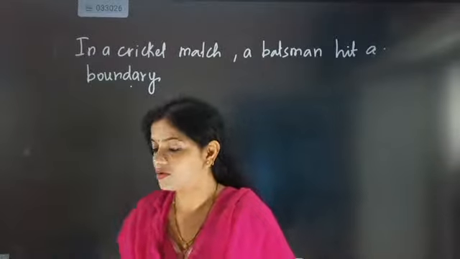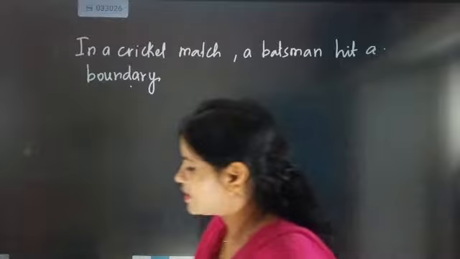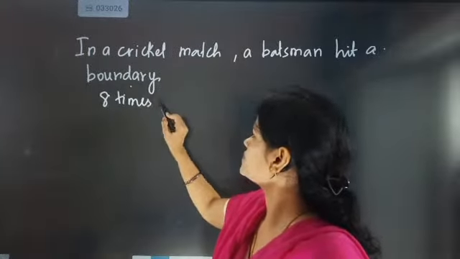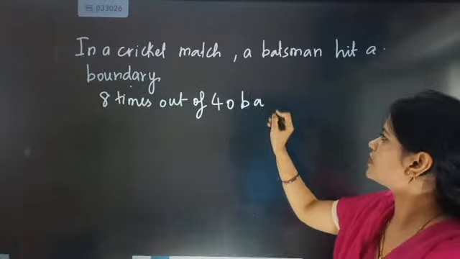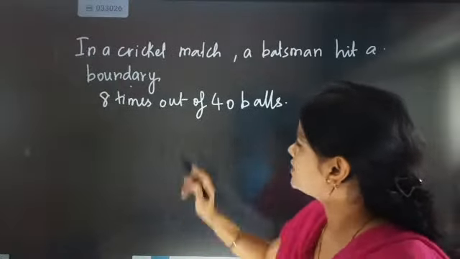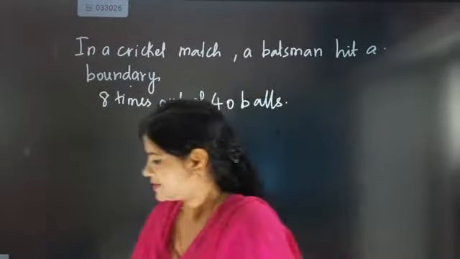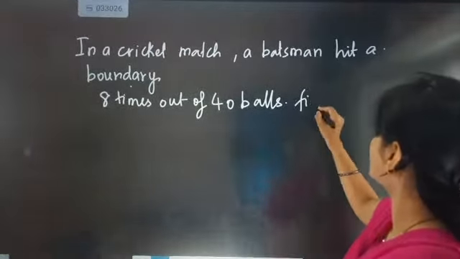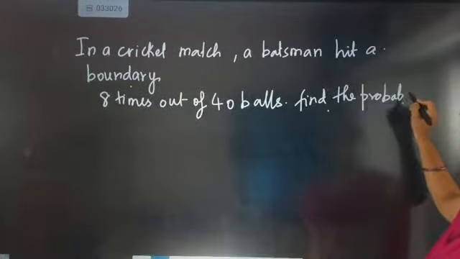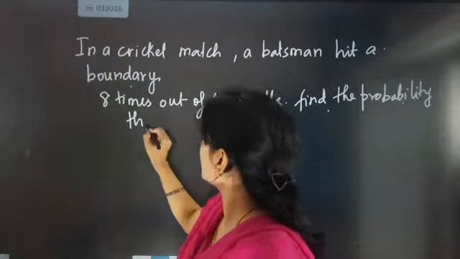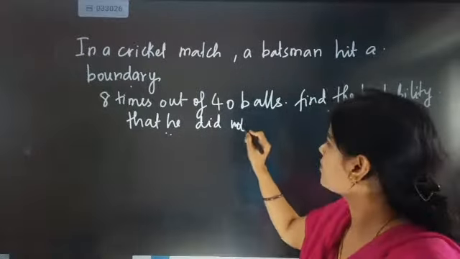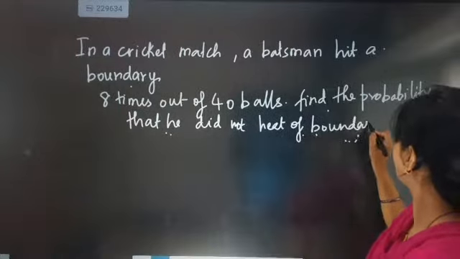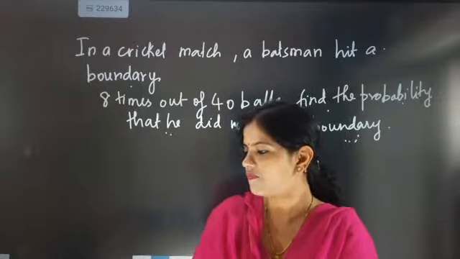Fine. And if any doubt will be there, you know whom to contact. In a cricket match, a batsman hits a boundary 8 times out of 40 balls. Clear? So he faced 40 balls and 8 times he hit boundary. Find the probability that he did not hit a boundary.